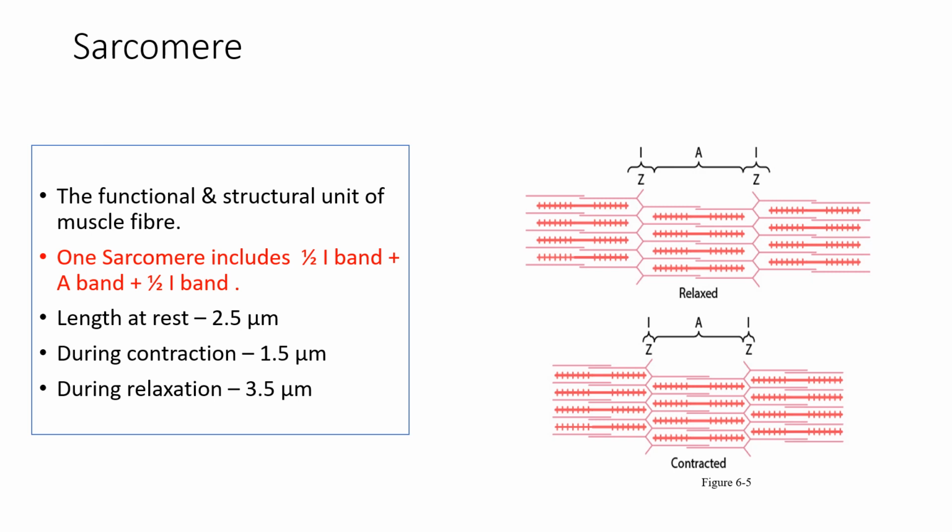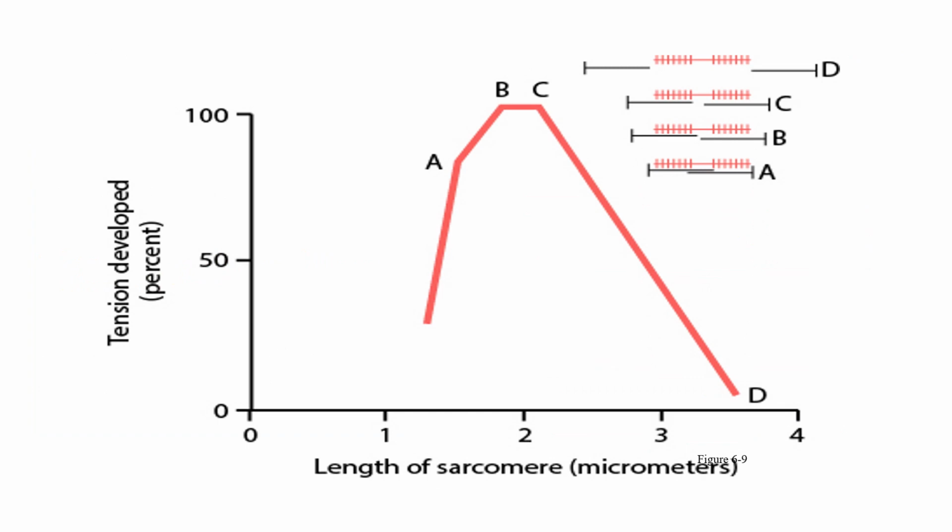So each sarcomere consists of half of the I band, then the A band, and again half of the I band. You can see here the A band in totality, half I band coming from one direction and the other half coming from the other direction. The length of the sarcomere at rest is 2.5 micrometer. 1 micrometer is myosin filament and 1.5 being I band. So during contraction it will reduce further because they are pulled toward the center, and during relaxation the length is 3.5 micrometer.